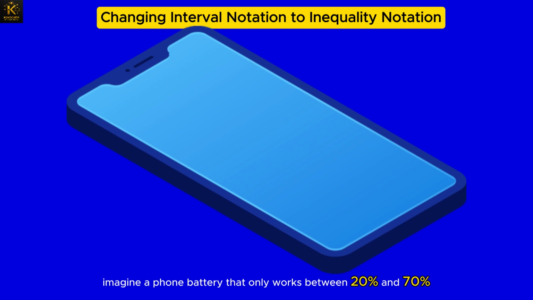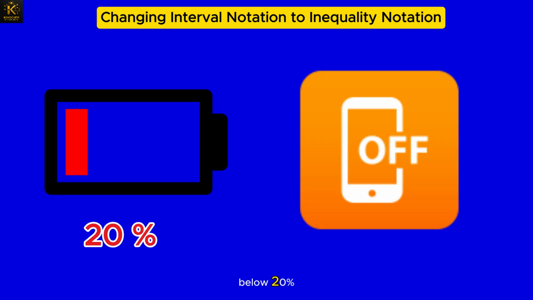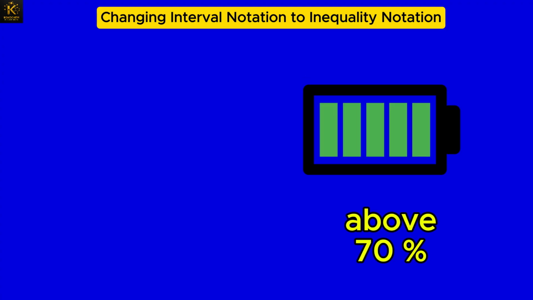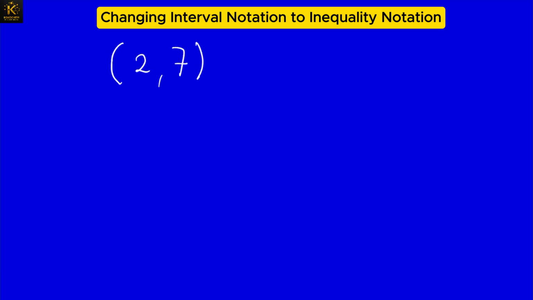Imagine a phone battery that only works between 20% and 70%. Below 20%, the phone dies. Above that, the phone overheats. In math, we write that safe zone like this.